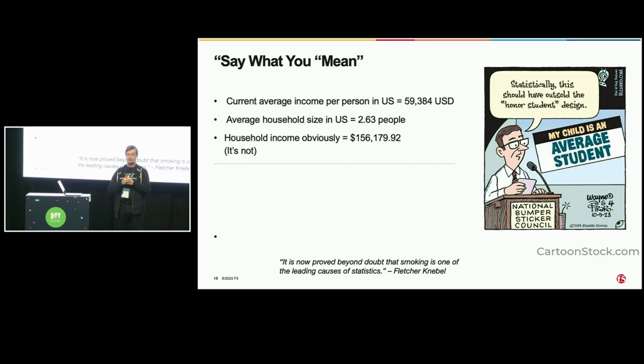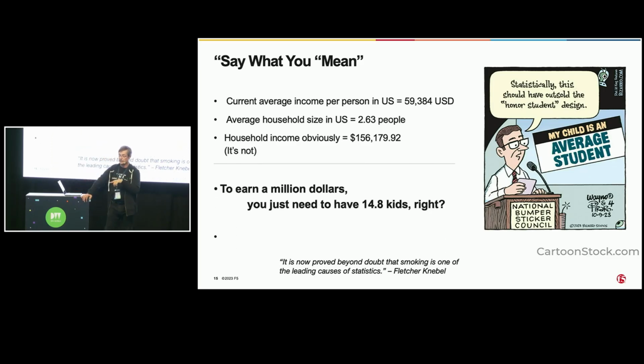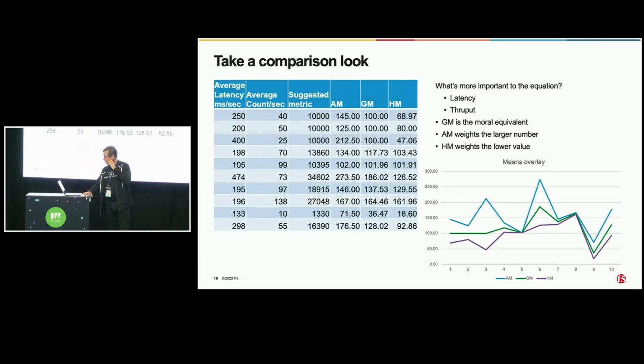If you are using a mean and then multiplying it back out, you've changed the rules of the game. And so keep that in mind. And by the way, given those data, if you want to earn $1 million, you just need 14.8 kids.